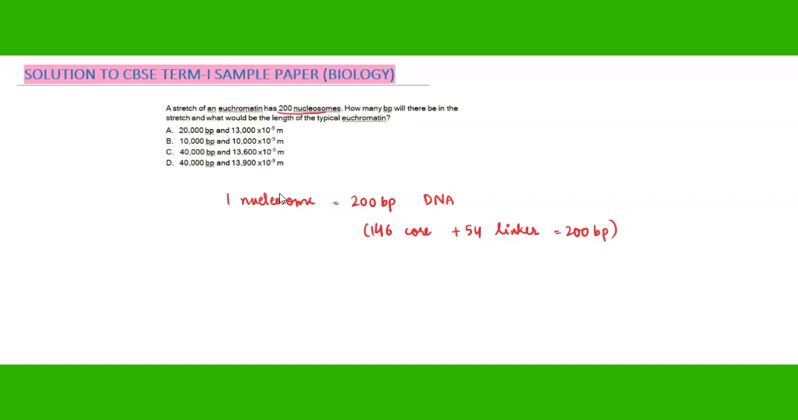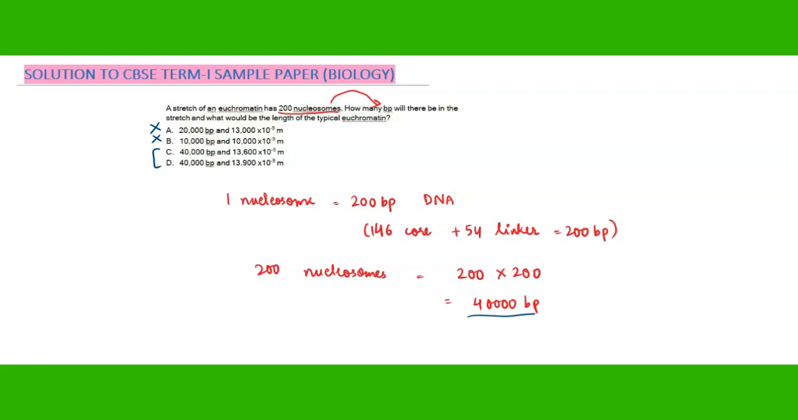So they are saying that 200 nucleosomes are there and they are asking for the base pairs. Very easy. 200 nucleosomes are given to you and you have to find the base pairs. So you will simply multiply 200 with 200, because one nucleosome has 200 base pairs. So 200 nucleosomes will have how many base pairs? 4 and 4 zeros, that is 40,000 base pairs. Okay, that means after solving this first part of the question, we can rule out option A and option B. That means we have to work out between option C and option D.